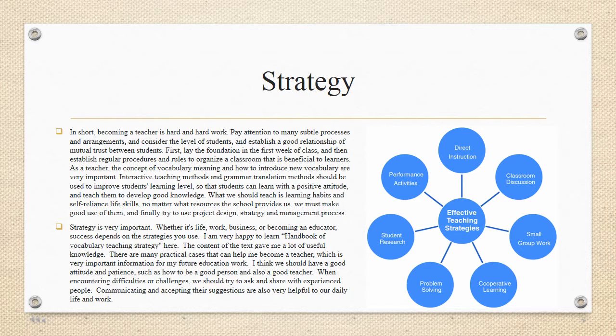I think we should have a good attitude and patience, such as how to be a good person and also a good teacher. When encountering difficulties or challenges, we should try to ask and share with experienced people. Communicating and accepting their suggestions are also very helpful to our daily life and work.